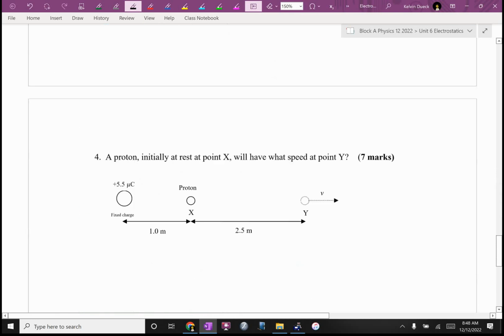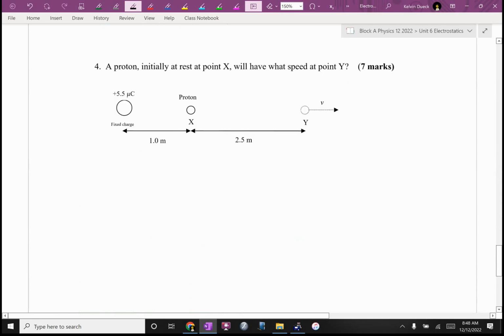Last one. Example 4. Ooh. Mallory, what are they asking me to find in example 4? Do they say speed or velocity? That already suggests maybe a hint of some kind of a scalar approach. What am I going to do for this one?